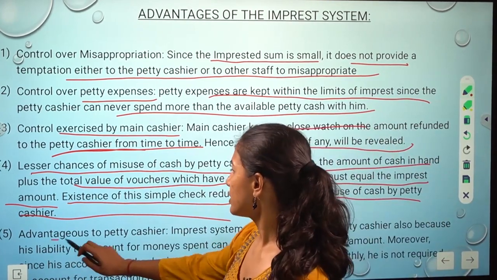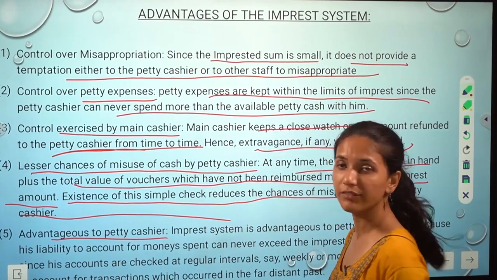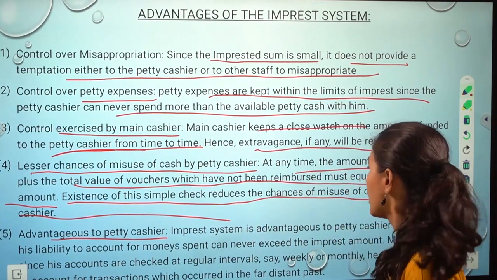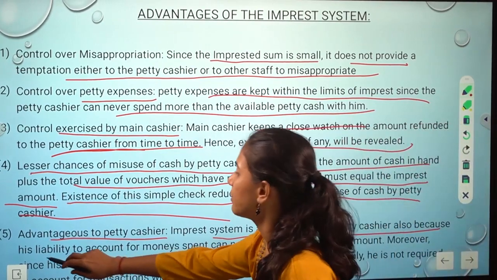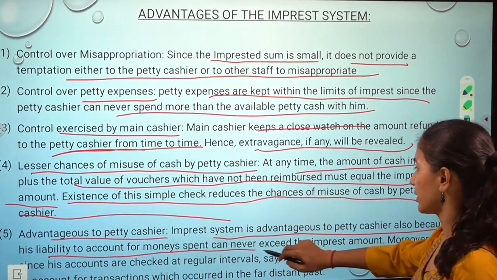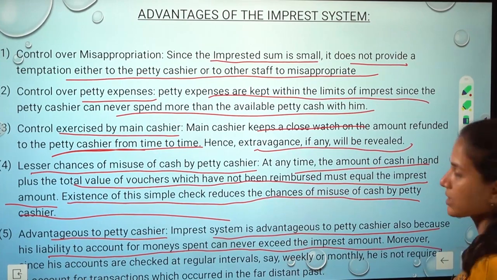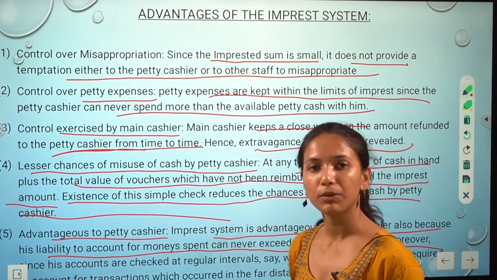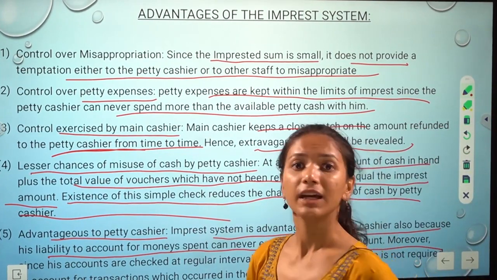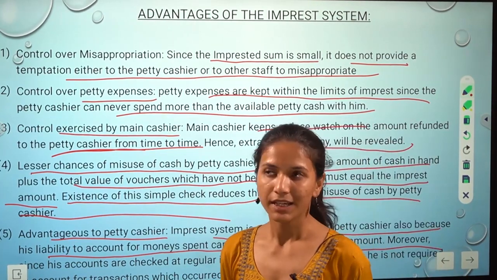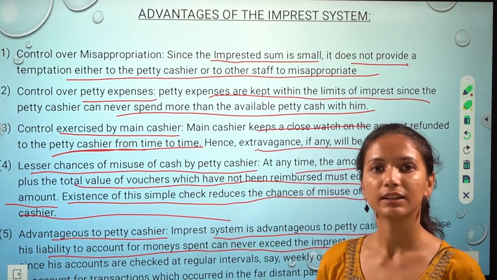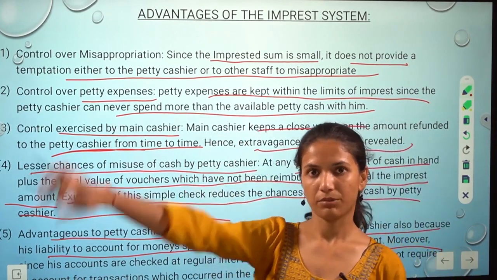Next is advantages to the petty cashier. What are the advantages faced by the petty cashier? The imprest system is advantageous to the petty cashier also because his liability to account for money spent can never exceed the imprest amount. Whatever imprest amount has been given to him, the expenses will not exceed it. Yes, sometimes it can exceed, but there are very few chances of that.